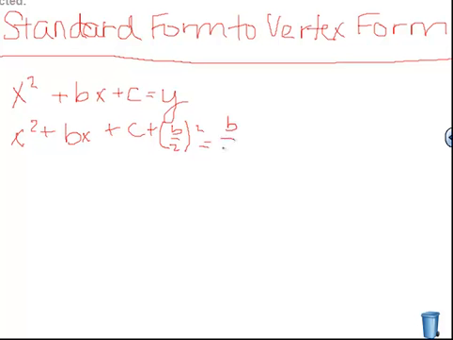And then you'd have to add it to both sides, because what you add to one side you have to add to the other. So your equation would be x squared plus bx plus c plus (b over 2) squared equals (b over 2) squared. Then you would reduce the b squared on this side, so it would just be b squared divided by 4.